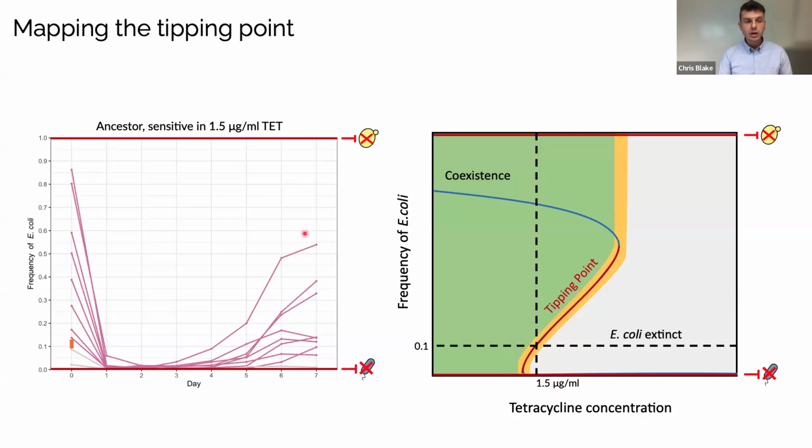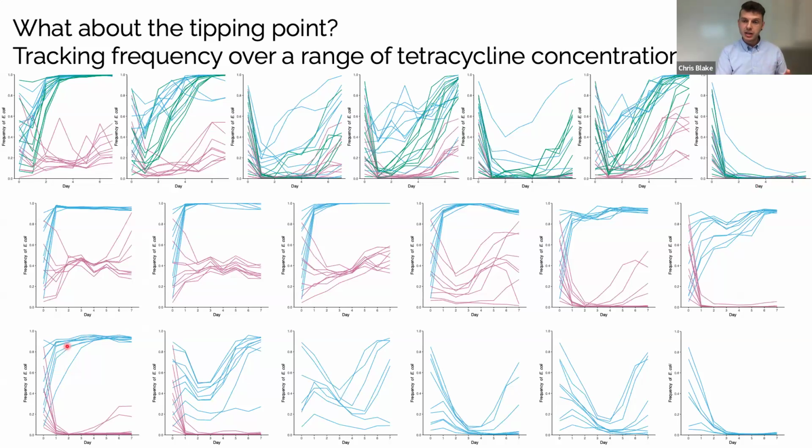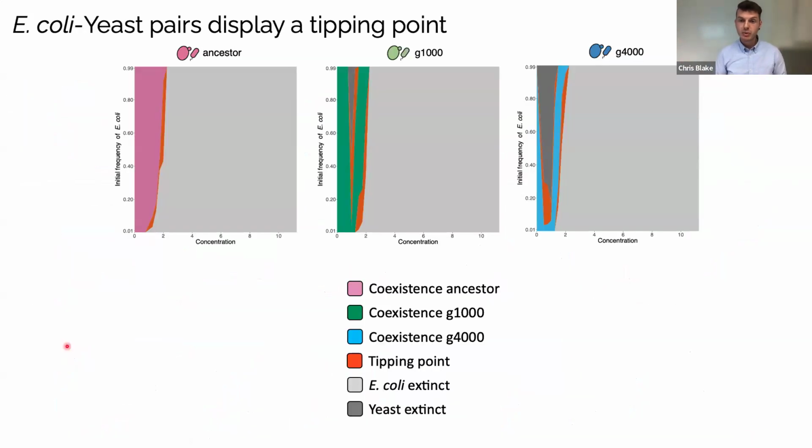On the other hand, if E. coli is starting at higher frequencies, they will remain in co-culture for the whole period of the experiment, meaning everything above will be mapped as coexistence. And then finally, the area here in between, where it's uncertain and it could go either way, I will map as a tipping point. Then, by repeating this experiment over and over again, increasing the concentrations of tetracycline, we can basically plot this slice after slice to get to our final tipping point maps.